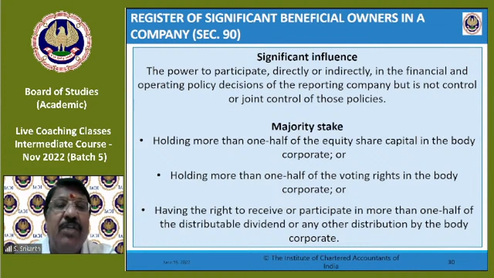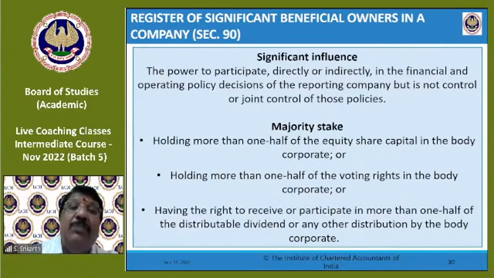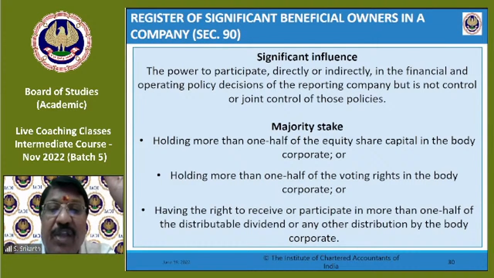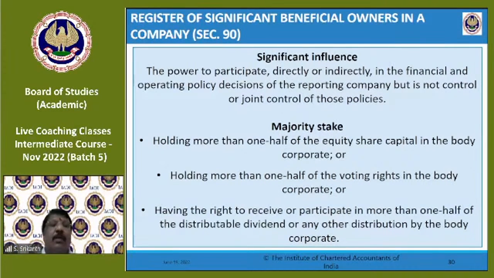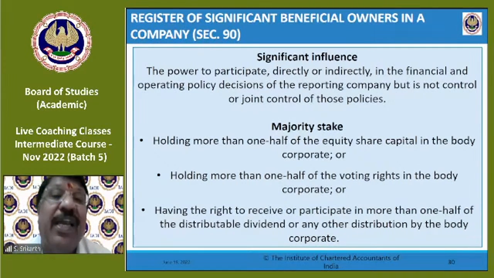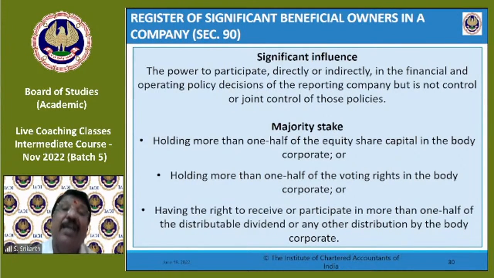What is significant influence? It is the power to participate directly or indirectly in the financial and operating policy decisions of the company, but not control or joint control. It is impossible to find that out unless you conduct an investigation. So later on, in the final examination, you will study investigation. When the investigation is done, these things will come up.